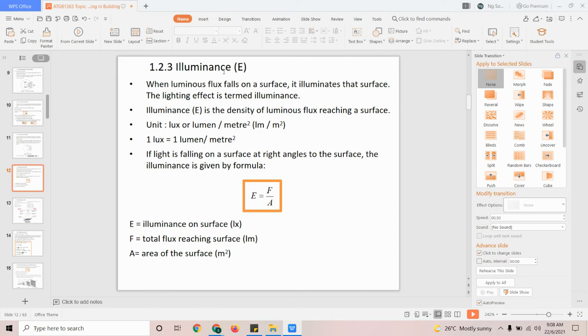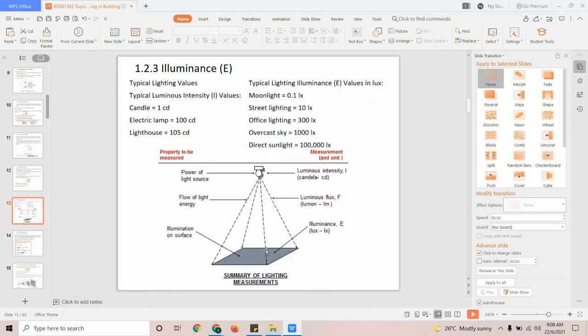Okay, so for the illuminance, you are given E equals F over area. Area is how big of a surface the total flux that's traveling needs to illuminate. So if you have a bigger area, then your flux will be lesser, the flow of light.